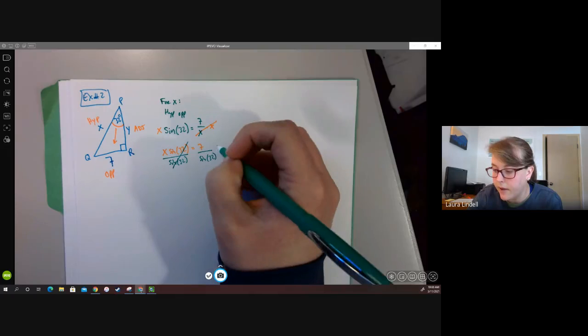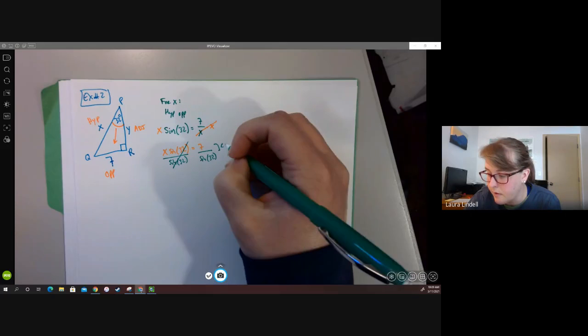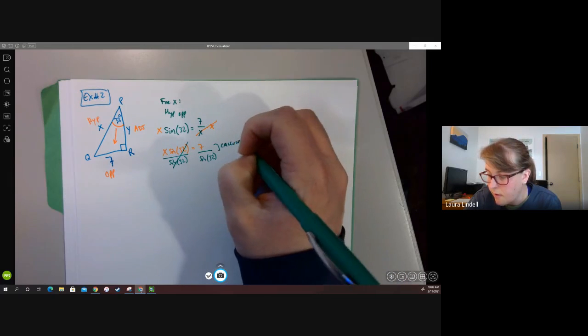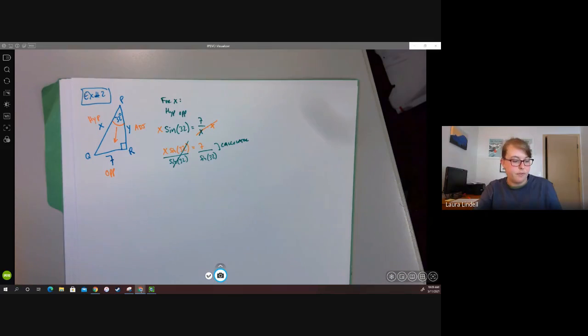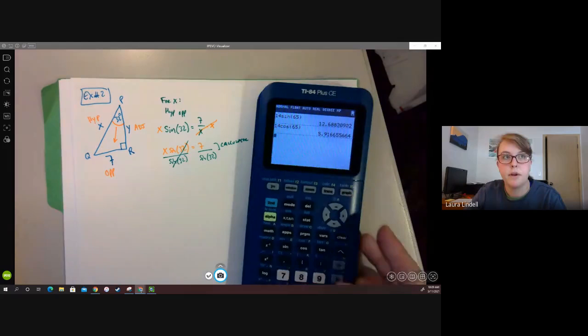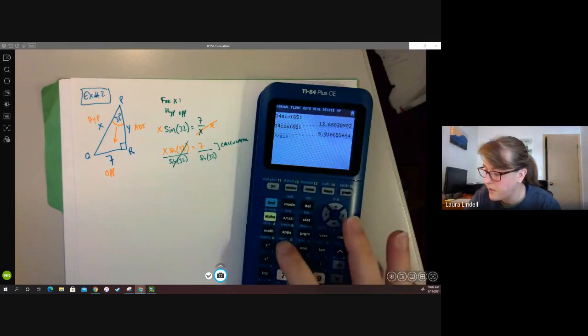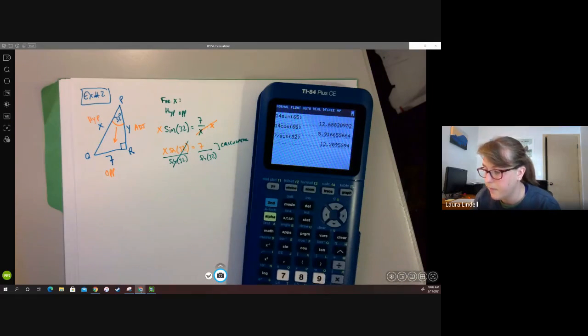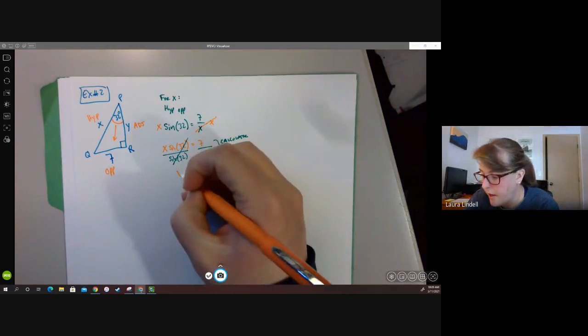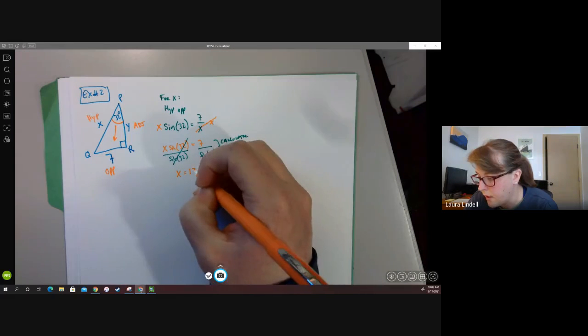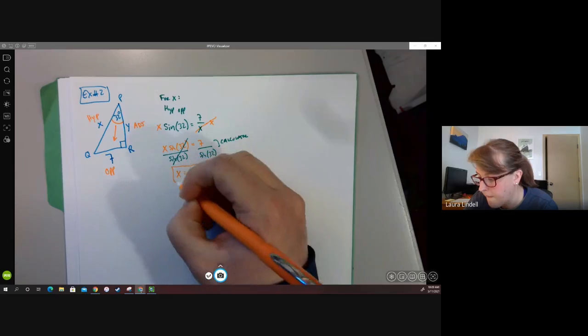So in my calculator, I'm going to type this. 7 divided by sine of 32. So here we go with the calculator. 7 divided by sine 32. Enter. And we get 13.21. So x equals 13.21.